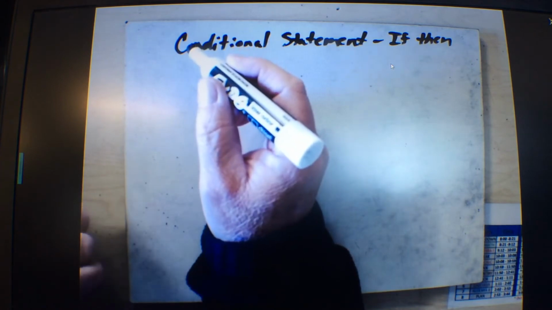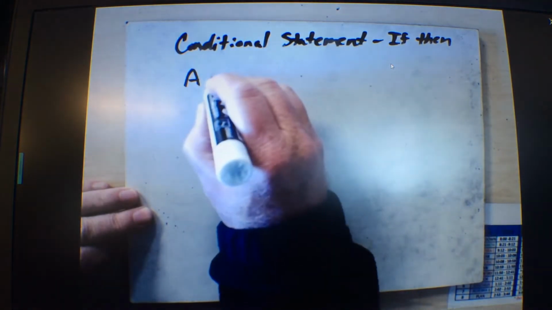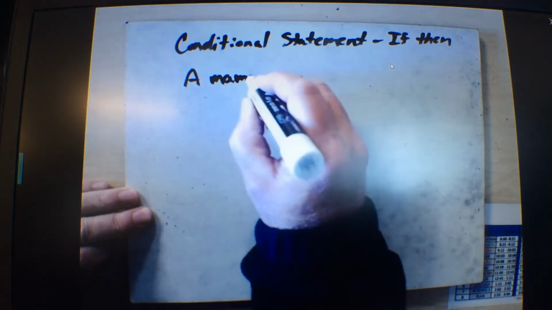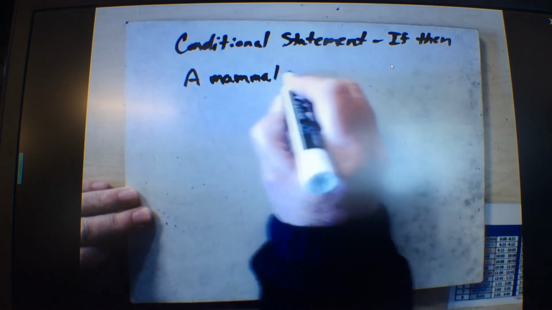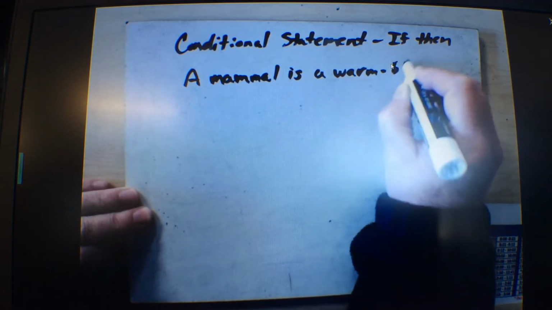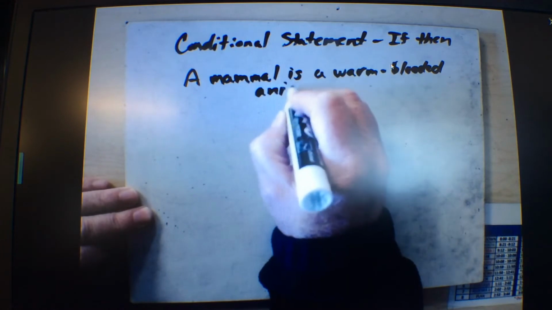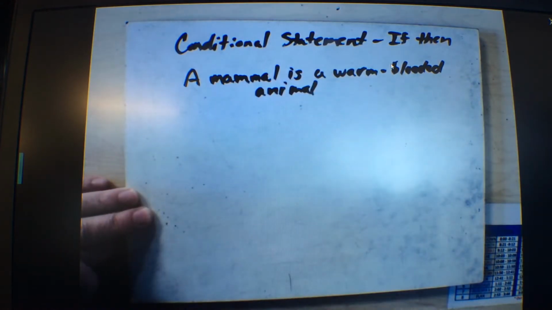Not all conditional statements start out as an if-then. For example, let me give you an example here. A mammal is a warm-blooded animal. Okay, that is not an if-then statement. Why? It doesn't have if or then. So we want to put an if or then in there. So what do we say?